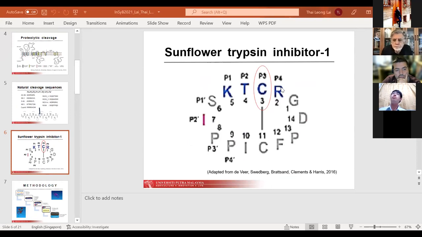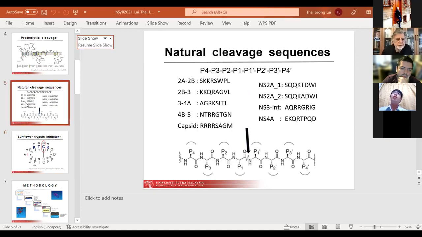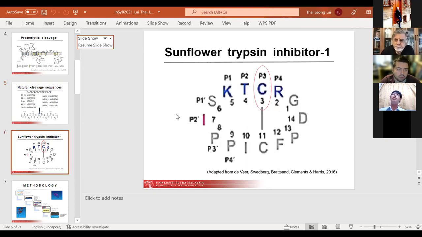So basically I just remove the prime sites and also the non-prime sites except the P3 residues, and replace them with my peptide sequence that I got from the dengue polyprotein sequence. This is the sequence recognized by the dengue protease when it wants to cleave the polyprotein into different components. So I take it and put it here.